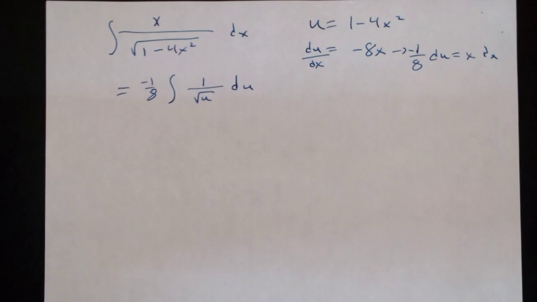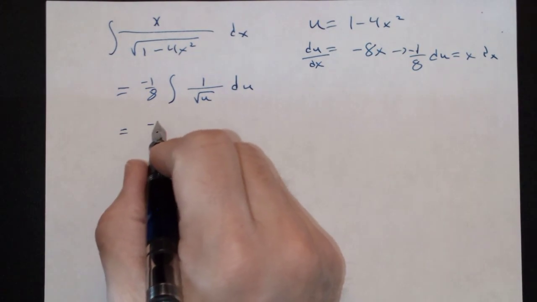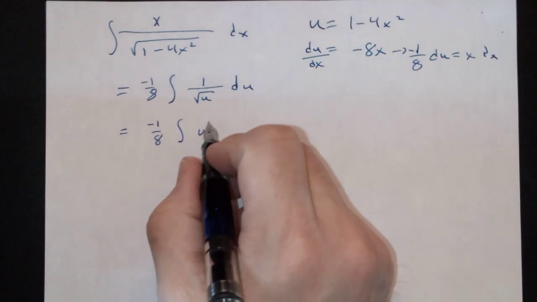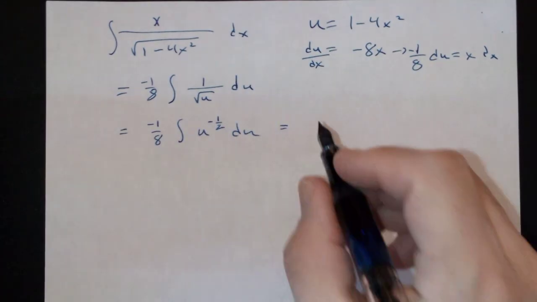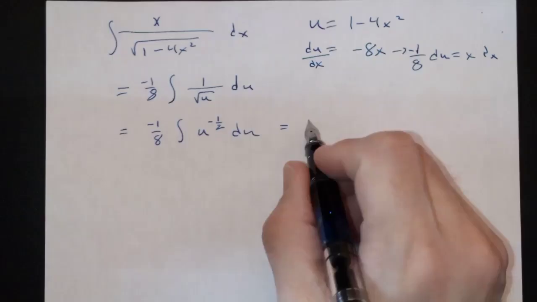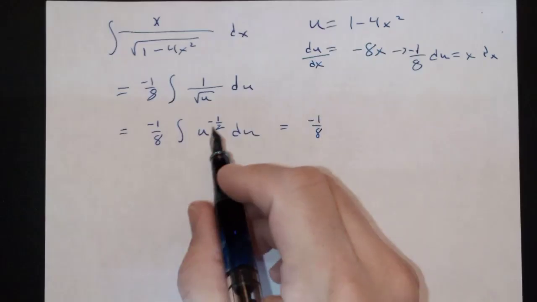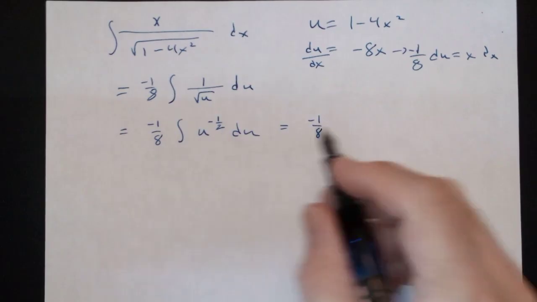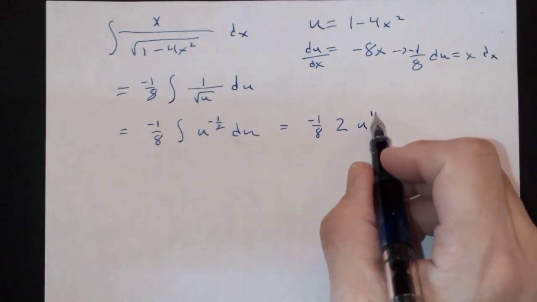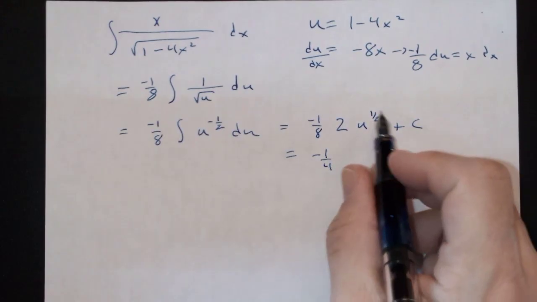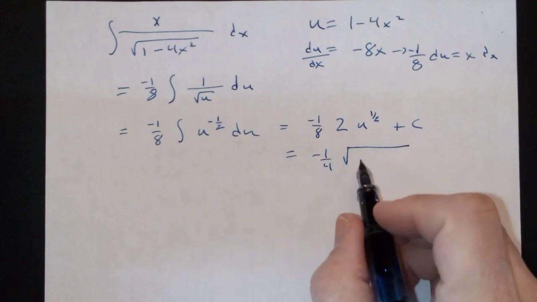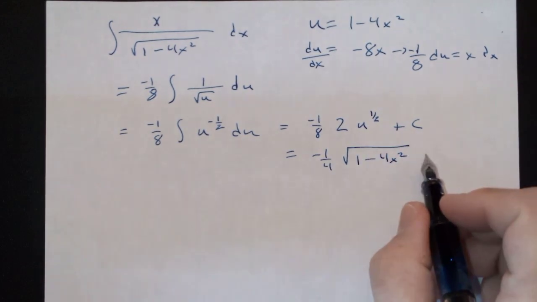A square root in the denominator becomes a negative power, and now I can do power rule. Add 1 to the power, I get 1/2. 1 over that is 2. Multiply those together, I get negative 1/4. 1/2 power is a square root. I started in x, I'll end in x.